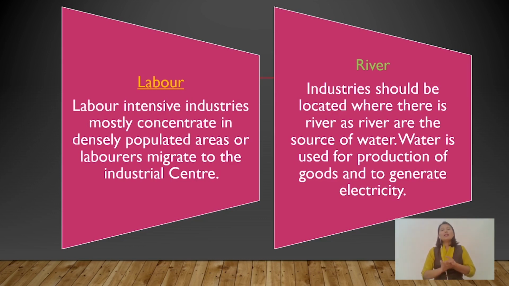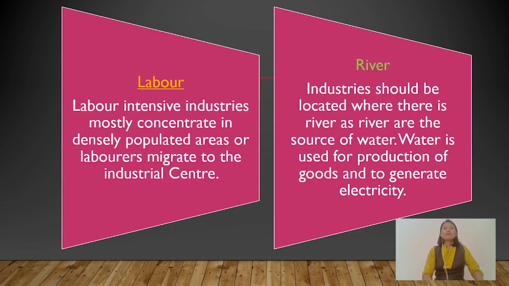So now the last one is river. It is very important that industry should be set up near the river, because rivers are the source of water. In order to make goods, water is the most important thing that is needed. So through the river, the industry gets water. At the same time, through the river, they can generate electricity. So it is very important that industry should be set up near a river.